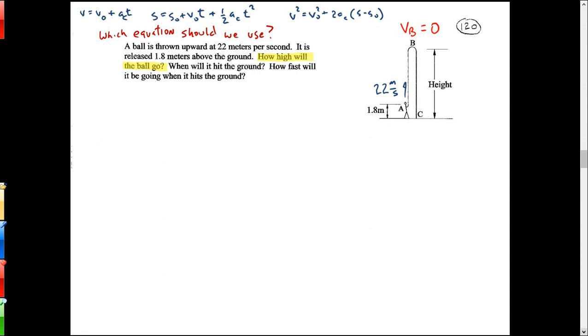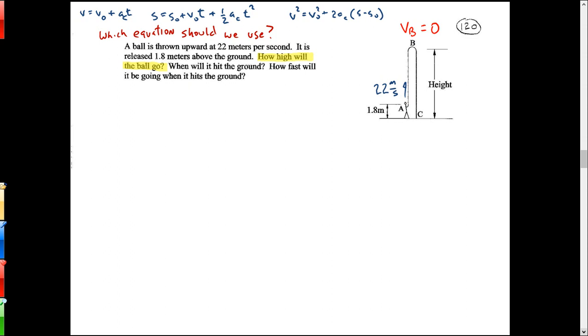Now, let's figure out how high the ball is going to go. Now, we're given that the ball leaves the thrower's hand at 22 meters per second, so I put that in there. It's being thrown up. So I put an arrow in there that goes up. And I want to figure out how high it's going to go. Now, I've decided it's going to be an algebraic equation. We've got 3 equations to use.